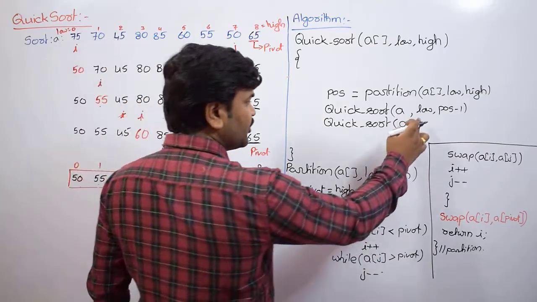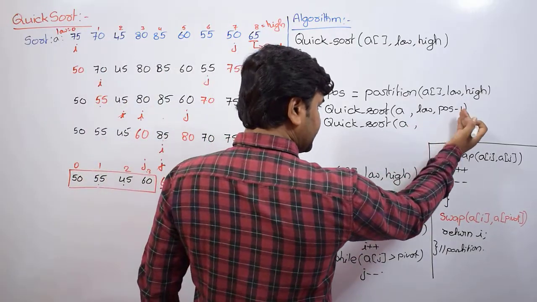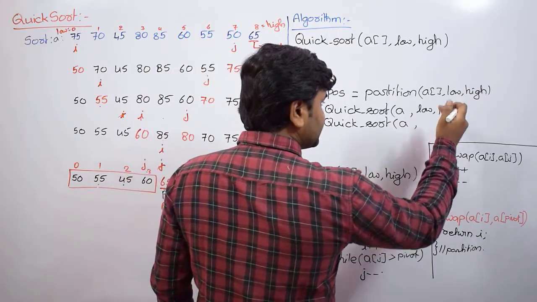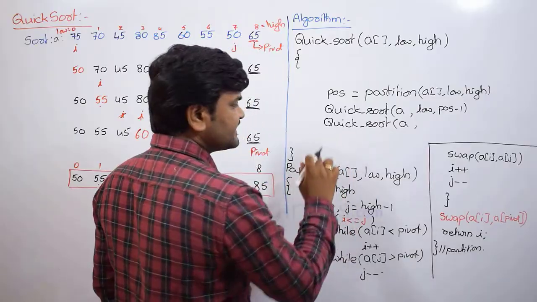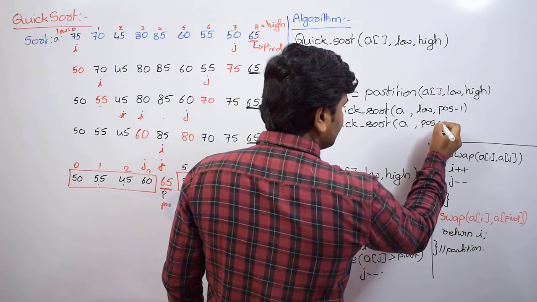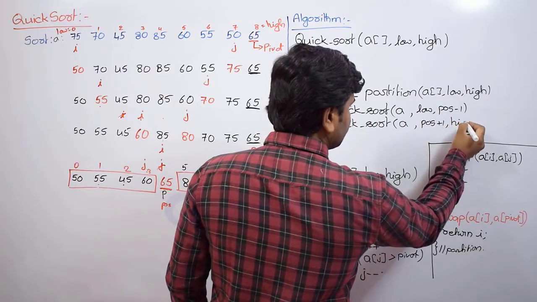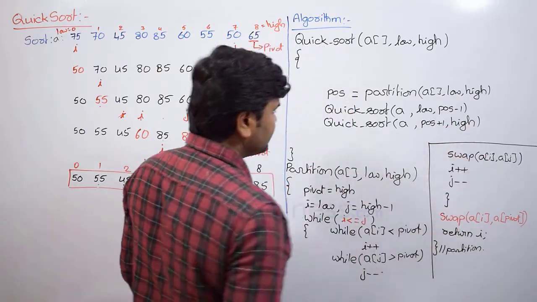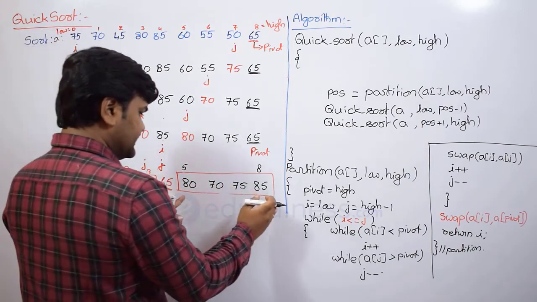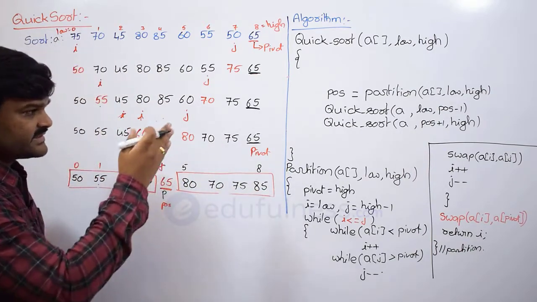By using that, further division is going to happen. You can see low to position -1, that means up to the position, and then after the position to high is going to become the next function call. That is position plus 1 to high actually. So this problem you are doing separately, and that one separately.